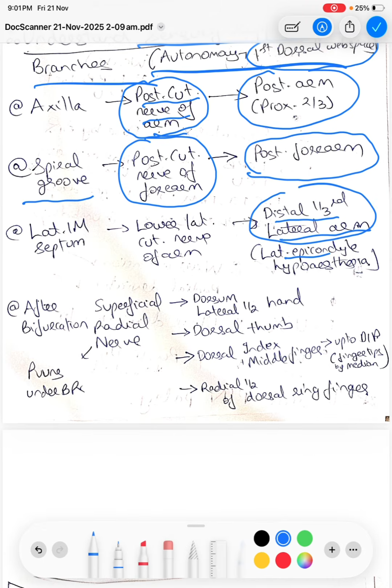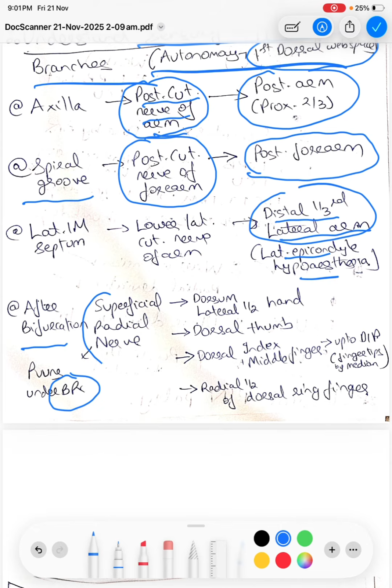The classical finding is lateral epicondyle hypoesthesia. This is how the patient presents to you. Now, after the bifurcation, which is what you need to understand, the superficial radial nerve runs under the brachioradialis and the posterior interosseous nerve runs under the supinator.